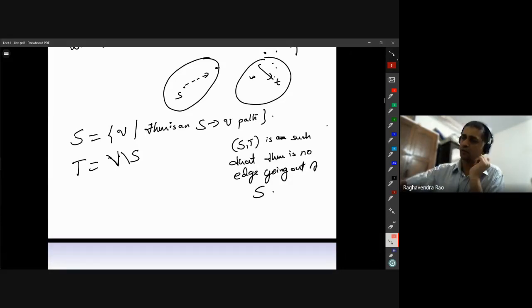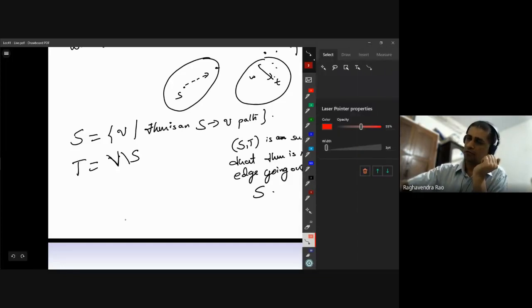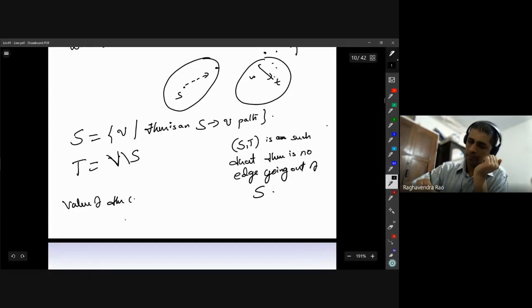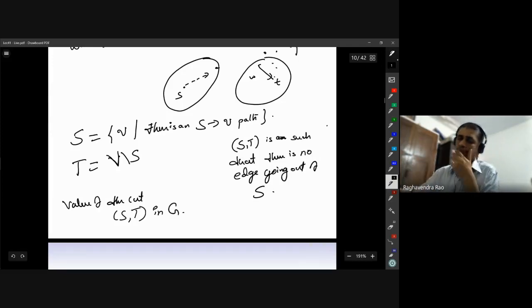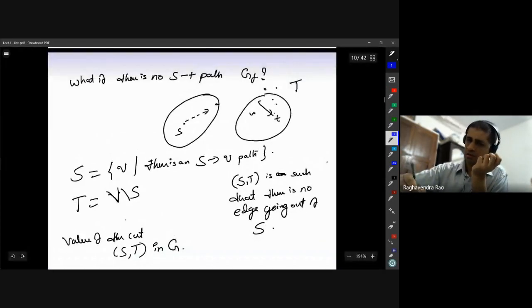Now let's try to understand the value of cut S comma T in G. So let's look at the edges that we had in G. Certainly there was a path, right? Otherwise, the flow does not make sense at all. That is the definition of flow. So these were the edges.